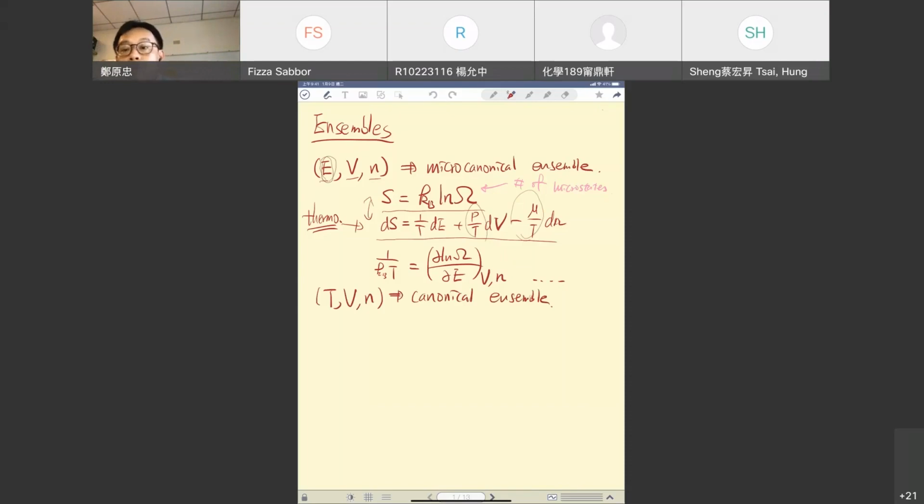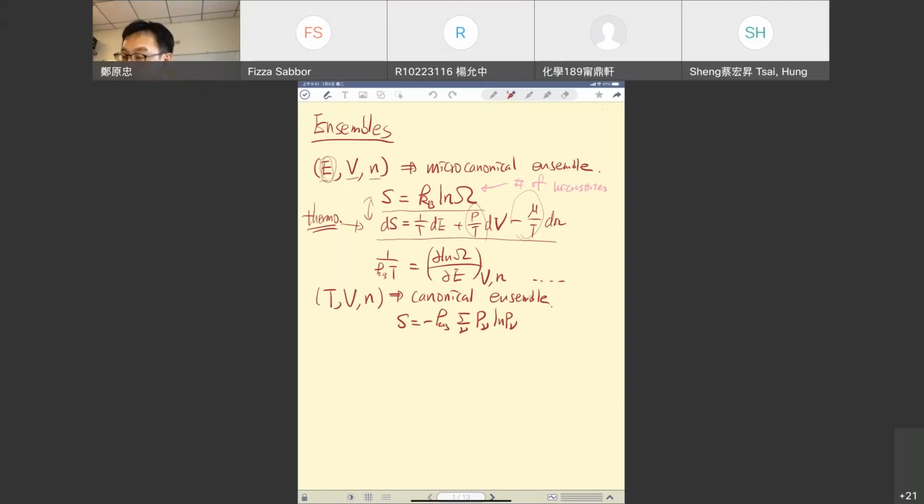And now the energy can fluctuate. The entropy has to be calculated from the Gibbs entropy formula. So this entropy, divided by k_B, is the average over all the microstates, the expectation value of the natural log of P_nu over all the microstates. That's the Gibbs entropy.